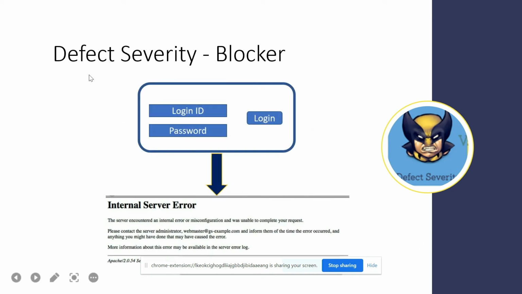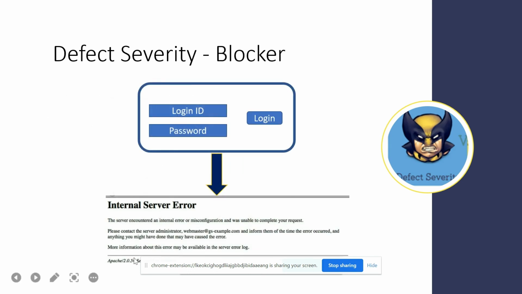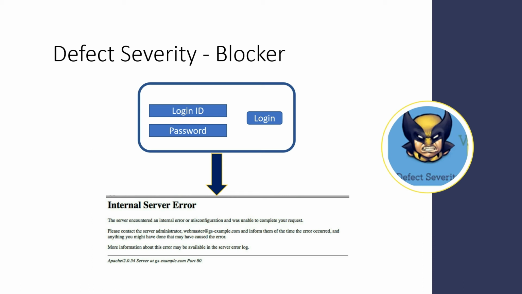Okay, now see defect severity blocker. I have an example. Now you have a login ID and password. This is a page, okay? You have a login ID and password and a button. Now you enter your ID and password and click on login. When you click on login, you get an internal server error. So these types of bugs will fall into the category of blocker. Understood?